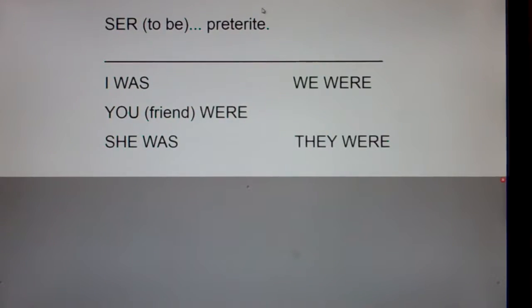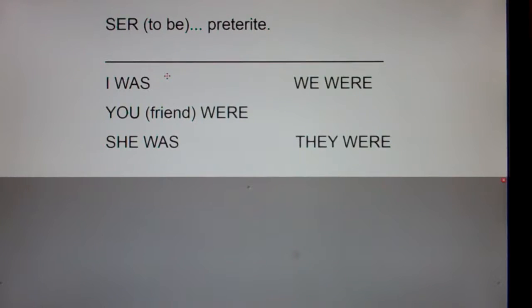This is the verb ser, to be, in Spanish, and we're going to go over it in the preterite. Now let me just say right up front, for real complicated reasons that I'll explain later, you wouldn't understand now, you don't use this verb in this form very often, okay? You normally use ser in a different form called imperfect, okay? But just realize, you will occasionally see ser in the preterite, but it's not that common.